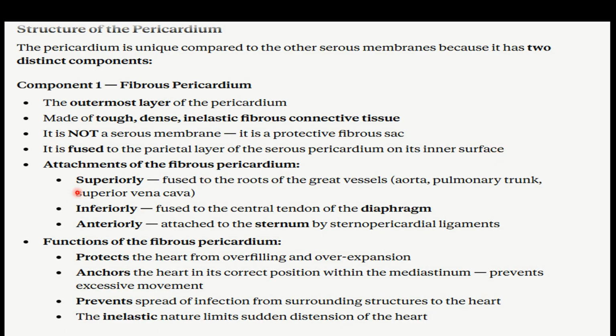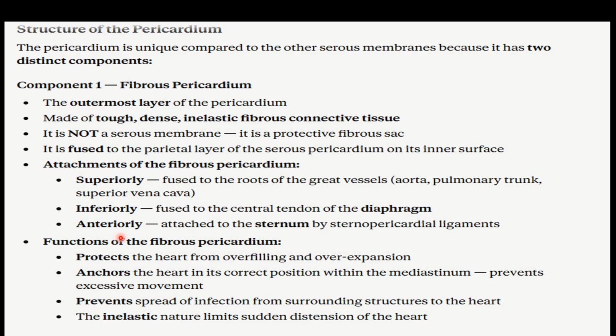Now there are a few attachments of the fibrous pericardium. Let's see what they are. First, superiorly it is fused to the roots of the great vessels, that is the aorta, pulmonary trunk, and superior vena cava. Inferiorly it is fused to the central tendon of the diaphragm, and anteriorly it is attached to the sternum by the sternopericardial ligament. These are the attachments related to the fibrous pericardium.